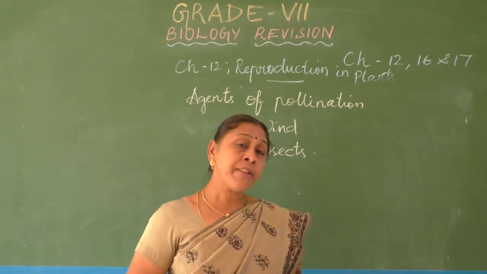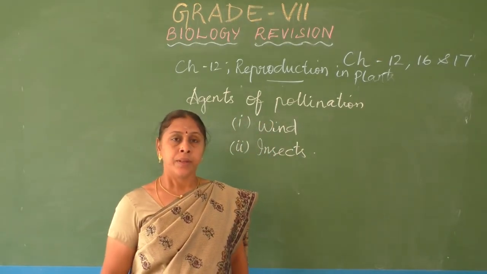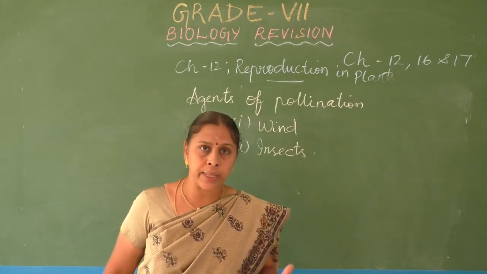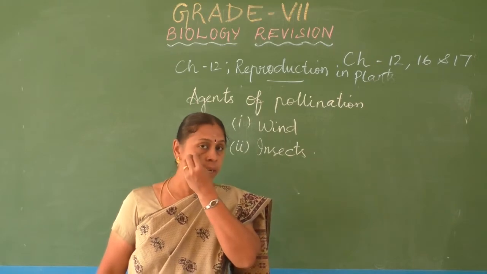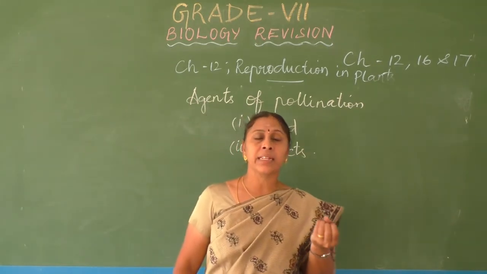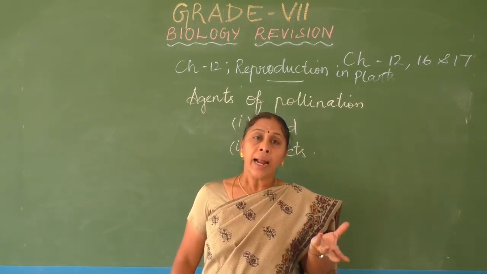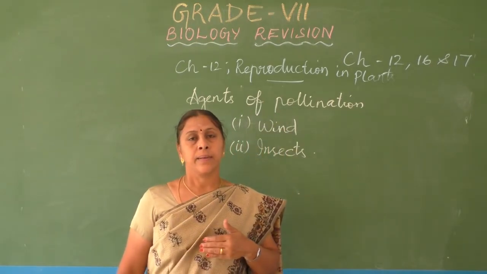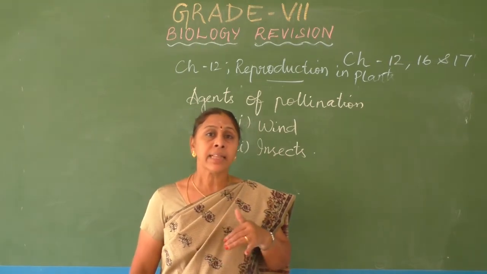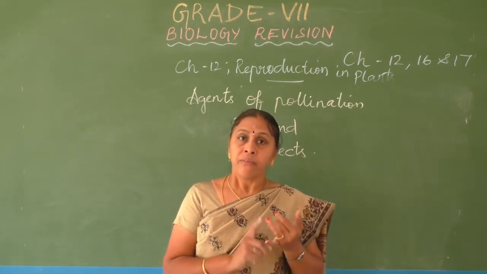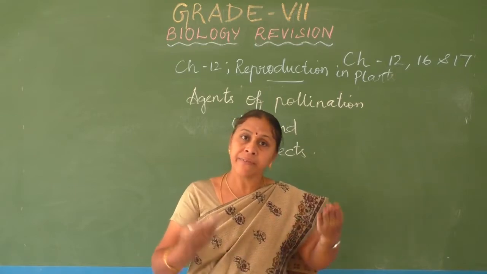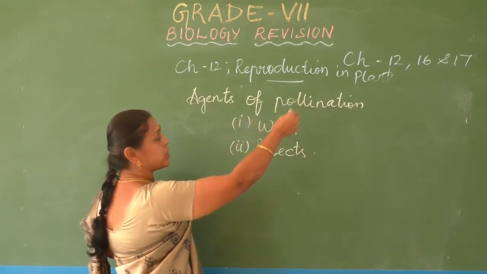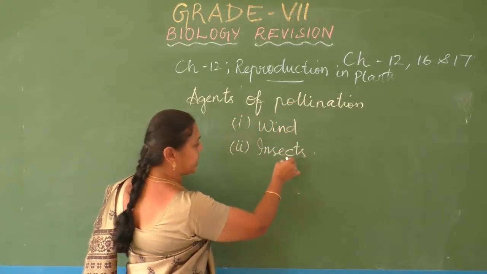After fertilization, the seeds will be produced when the male and female parts fuse together. As a result of fertilization, new seeds will be produced. And these seeds will disperse to various places, again with the help of water, wind, animals, and we human beings also. So, the agents of pollination are wind and insects.